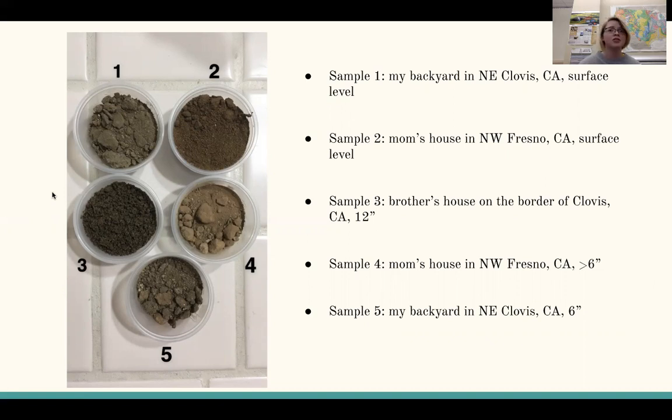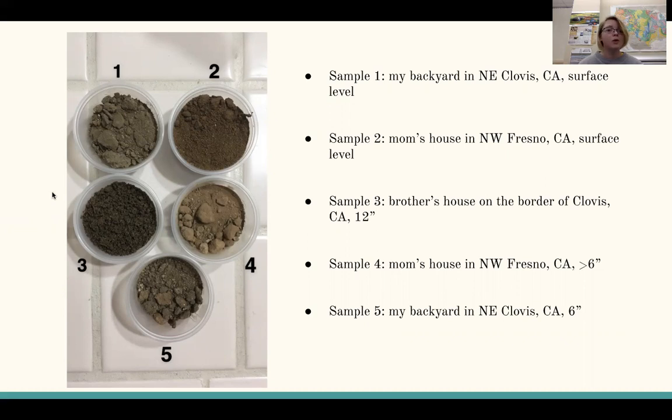My backyard is pretty dry with very little plant matter, and the soil is pretty fine with some larger grains thrown in there. Sample 2 is from my mom's backyard in Northwest Fresno at the surface level. Her soil is very fine, almost like a clay. Sample 3 came from my brother's house on the border of Fresno and Clovis at around a foot deep. That soil is very coarse, almost like sand.